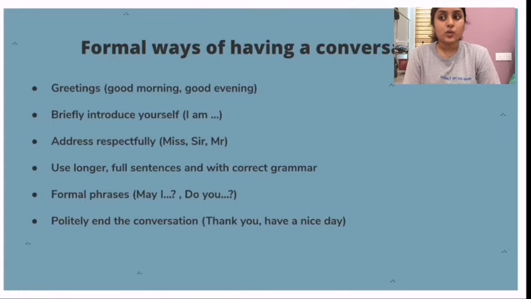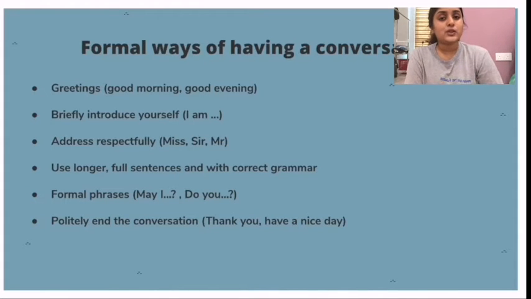Next, you should always use long and full sentences with correct grammar. It's okay if your grammar is not perfect because not everyone has perfect grammar, but try to use the good and correct ones. Also make sure you're using full sentences and not short forms. For example, in an informal way you say, "I gotta go," but in a formal way you say, "I'm sorry, but I have to go right now." So these are the differences.